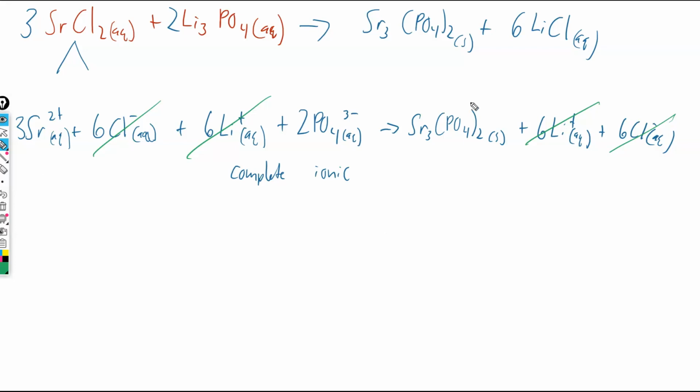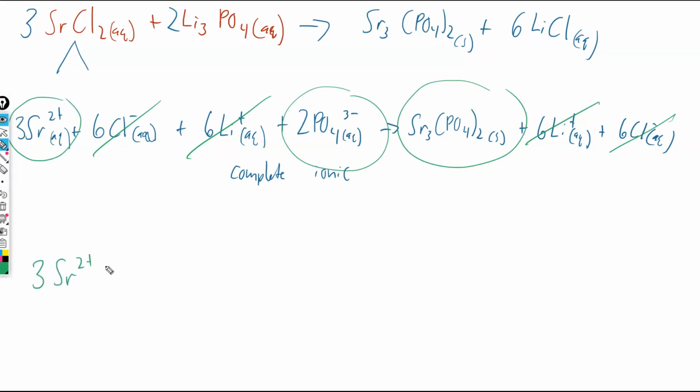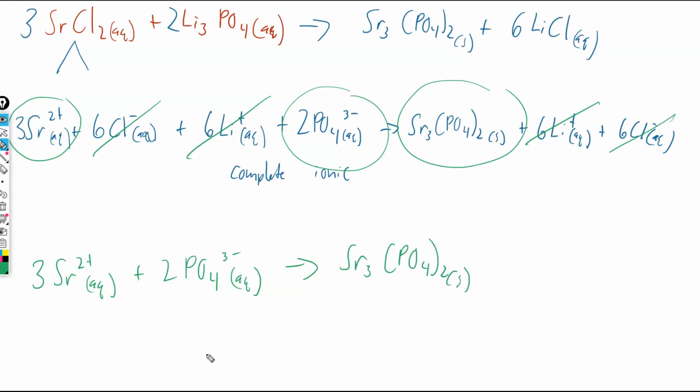Now we can look at writing what's left over, which is usually always going to be just 3 guys, remember. So we'll have 3 Sr2+ in aqueous solution, plus 2 PO4 3- in aqueous solution, gives you your precipitate, your solid that you're worried about when you mix these two solutions together. And here is your net ionic equation.